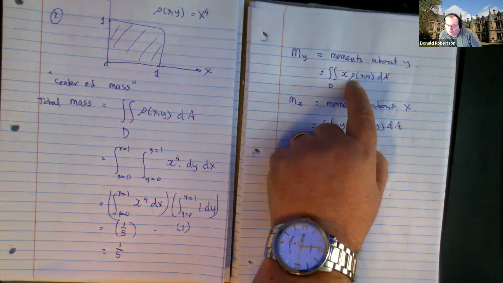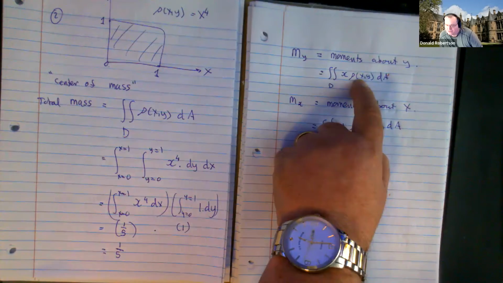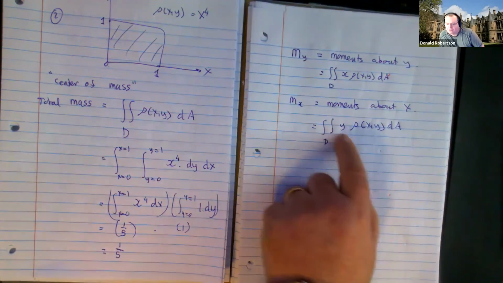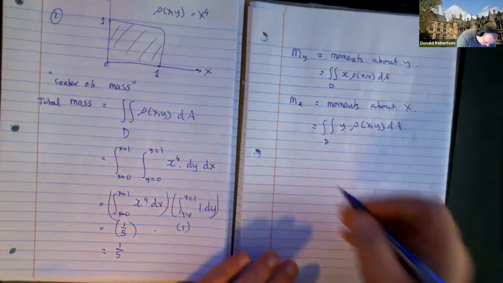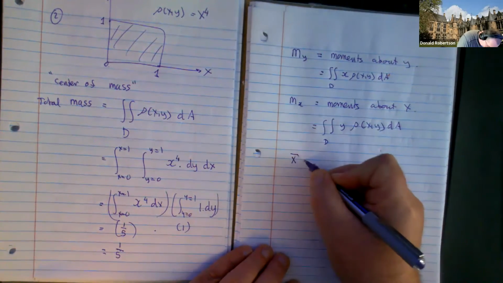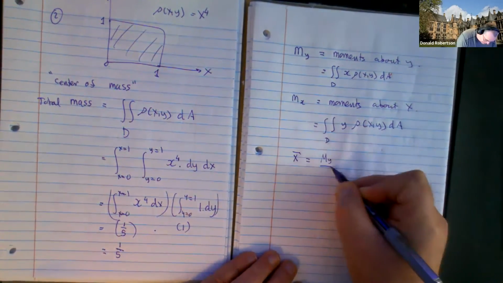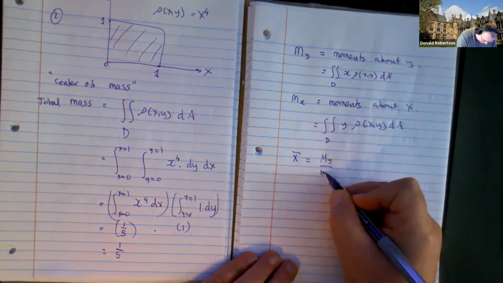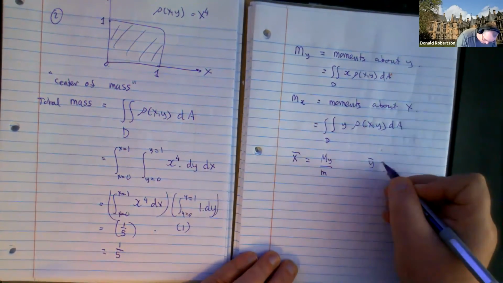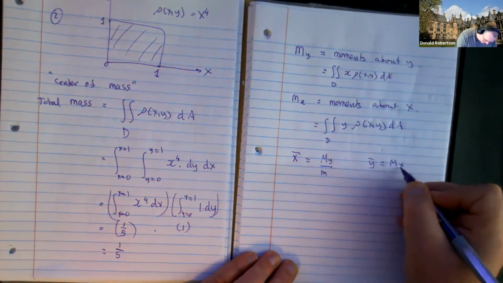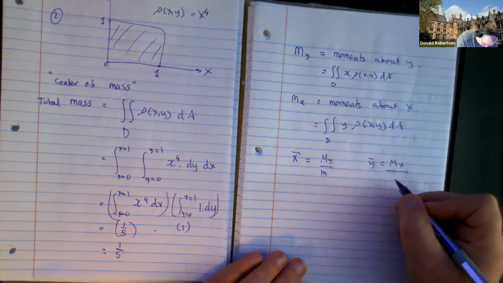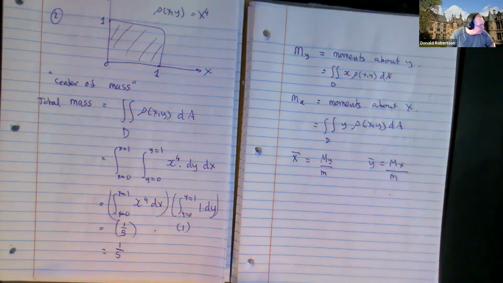The moments about y is x times density. The moments about x is y times density. Now, to get x bar, it's My over the mass. And to get y bar, it's Mx over m. And let me make sure that I got that the right way around. And I did.